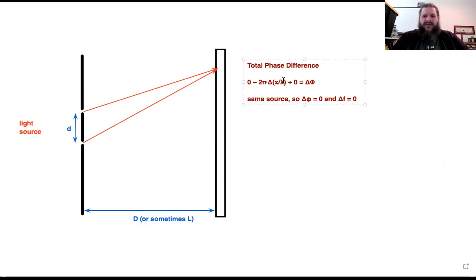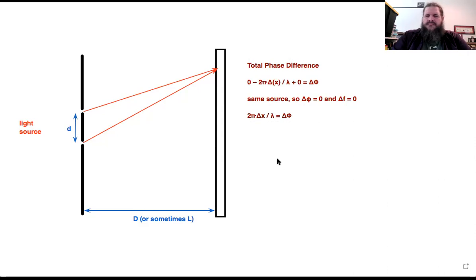And since wavelength is the same for both, we can factor that out of the delta. And so we just have 2 pi delta x divided by wavelength. So overall, ignoring those zeros, we get 2 pi times the difference in path length divided by the wavelength equals difference in total phase. Also, it doesn't really matter whether delta phase is positive or negative. That's just going to be a matter of which order we subtract in. So I'm going to ignore the negative as well here.